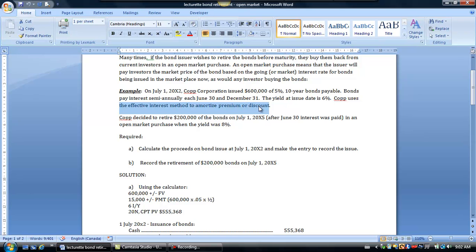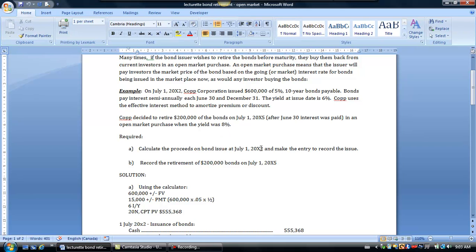So now, if COP decides to retire not all of those $600,000 in bonds, but only $200,000 of the bonds, on July 1st X5, which is 3 years after their issue date. But don't forget, interest was paid on June 30th, so it's also after the June 30th interest was paid. It's an open market purchase, meaning that they're going to buy back those bonds from their investors based on the going market rate right now for equivalent bonds. At that time, the market rate at the date of retirement was 8%.